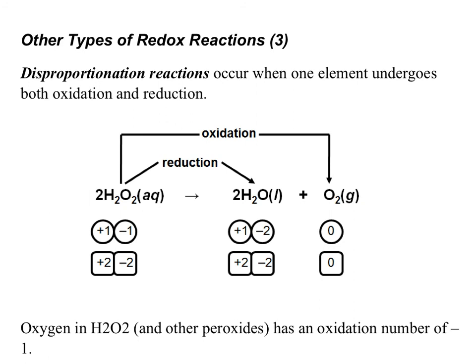Disproportionation reactions occur when one element undergoes both oxidation and reduction. So for example, this hydrogen peroxide here breaks down into water and oxygen gas. The oxygen in hydrogen peroxide has an oxidation number of -1, whilst in water it becomes -2, and in elemental oxygen it becomes 0. So from hydrogen peroxide to water, the oxygen is being reduced, whilst from hydrogen peroxide to oxygen it is being oxidized.